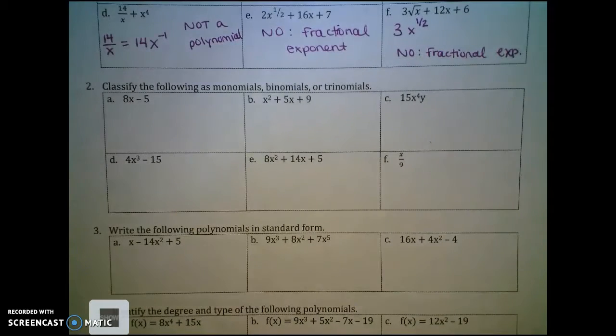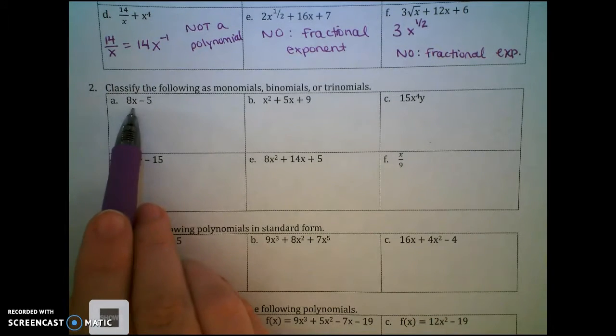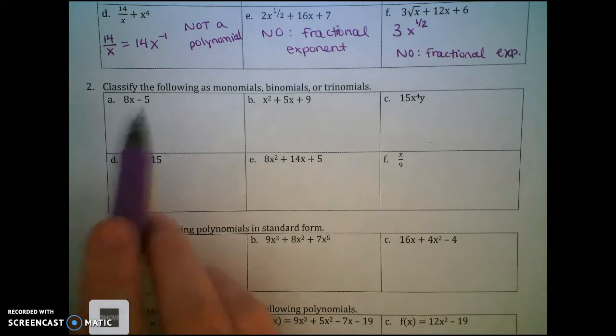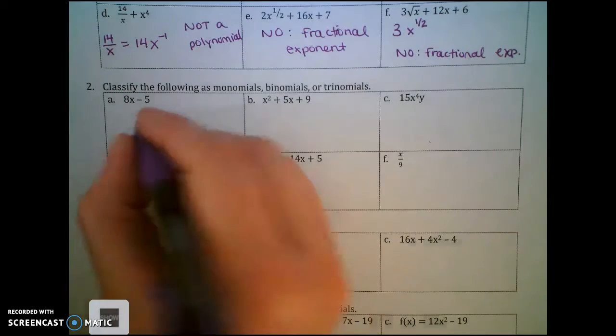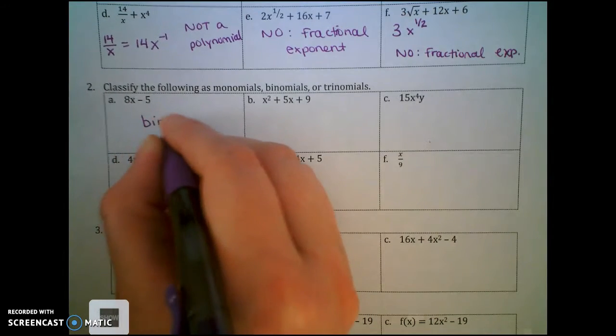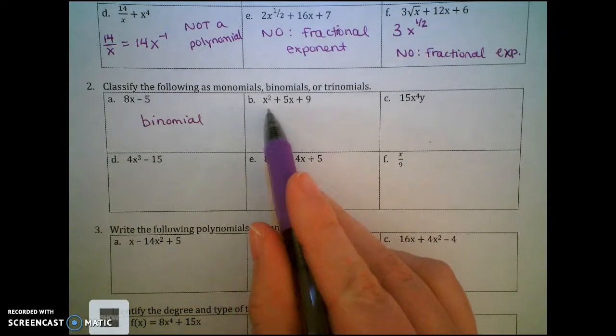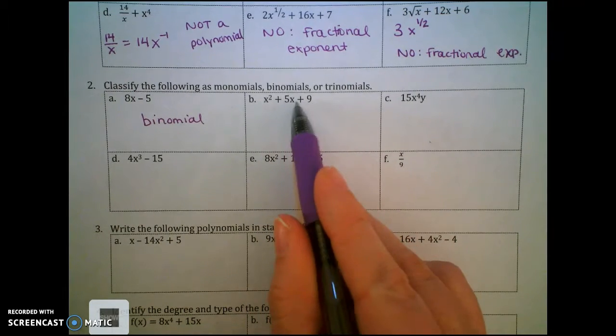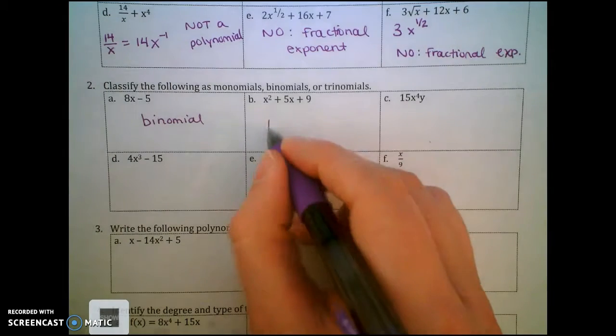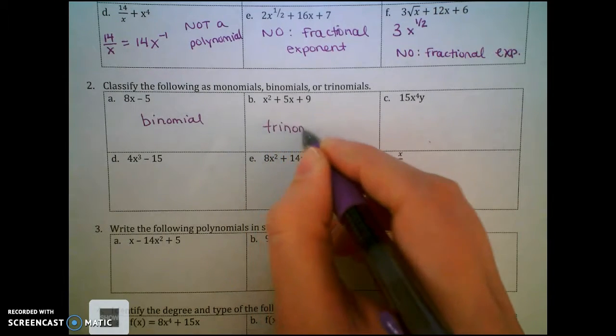Next, we'll classify these as monomials, binomials, or trinomials. Remember, what matters here is the number of terms you have, not the highest exponent you have. Here we have 2 terms separated by subtraction, so we have a binomial. Here we have 3 terms separated by addition, so we have a trinomial.